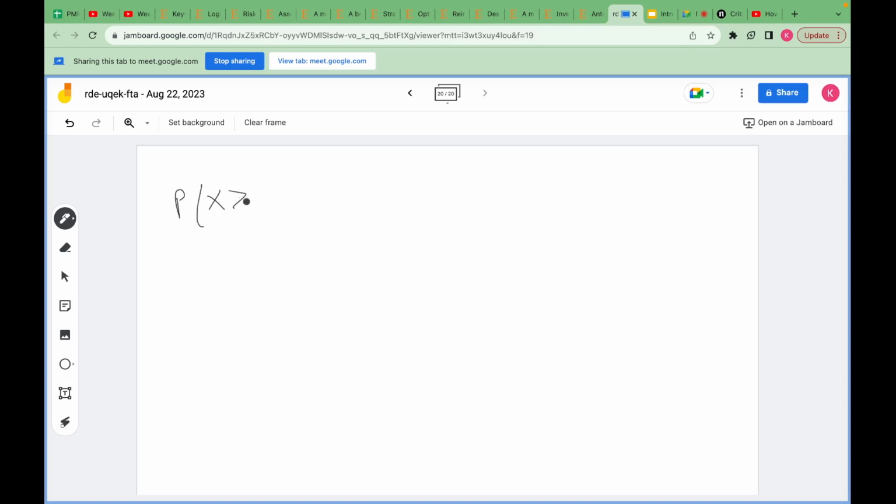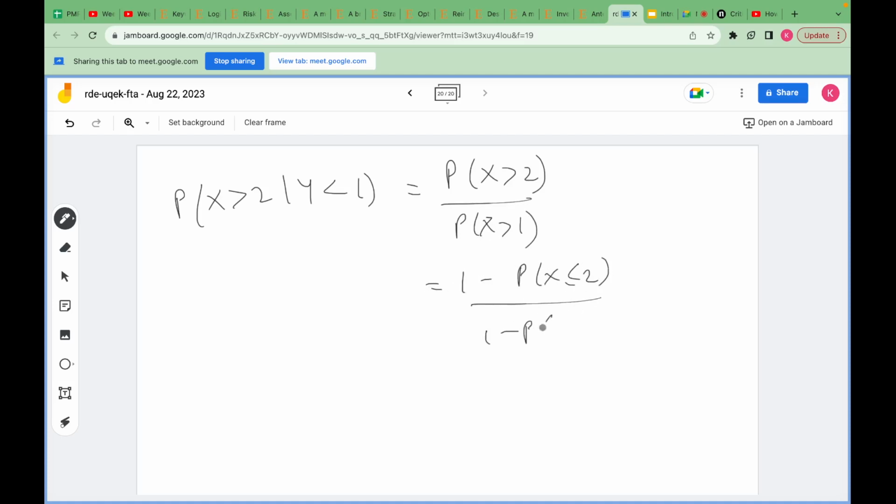So this probability is 1 minus probability x less than or equal to 2, over 1 minus probability x less than or equal to 1. This is nothing but 1 minus phi of (2 minus 2) by 2, over 1 minus phi of 1 by 2. So this comes out to be around 0.72.